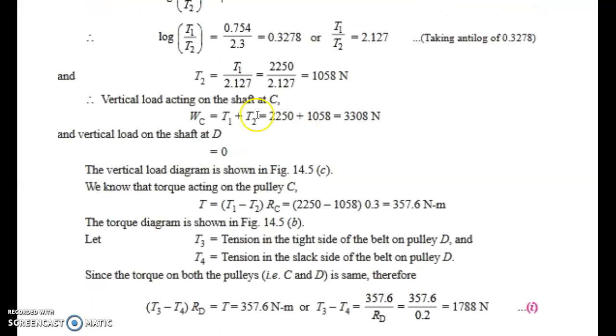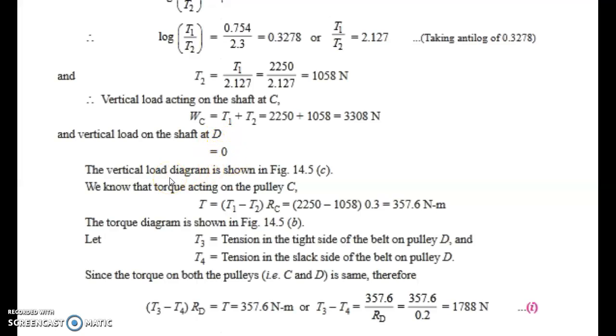Now we can find the total vertical load. Total vertical load acting at point C is equal to T1 plus T2, that is equal to 3308 Newton. Now, is there any vertical load at the pulley D? No, because on the pulley D, the question itself says that there is only horizontal load. So we can ignore the vertical load there. So there is no vertical load on the shaft at point D, that is equal to 0.